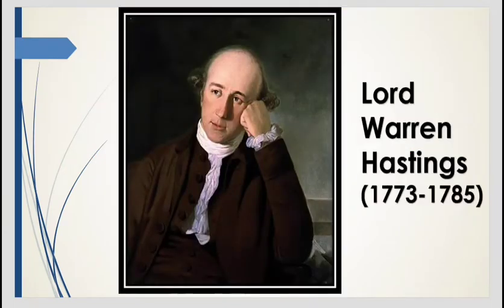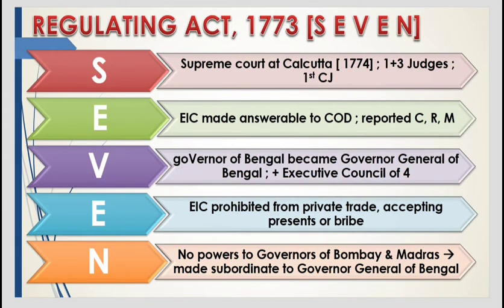So this is Lord Warren Hastings, and his tenure is 1773 to 1785. The next acts which will come, like the Regulating Act of 1773, the Amending Act of 1781 and the Pitt's India Act of 1784, will come when he was the Governor of Bengal. So we will start with Regulating Act.